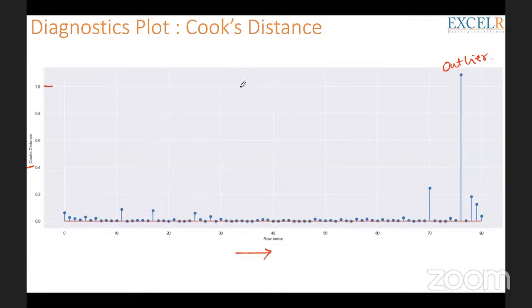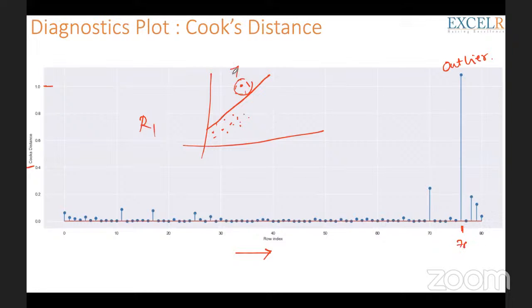That means this is the data point that we removed when we built the regression equation. So this is one data point. Initially the equation was like this, and when you remove this data point, there is a huge change in the coefficients of the regression equation. That is the huge distance here. That is the outlier here, and this data point is an outlier. That means here you can see 76.